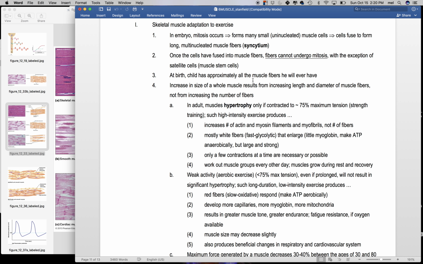So in an adult, muscles will what's called hypertrophy only if you use them at about 75% of the maximum tension that they can generate. So this is strength training. This is high weight, low rep training, meaning that you wouldn't be able to lift whatever this is 25 times if you were at 75% of your maximum tension.